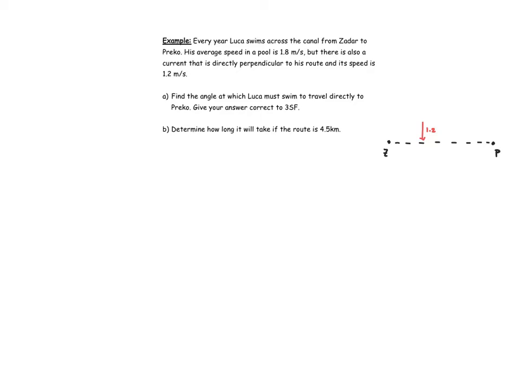Okay, so clearly what he would want to do here is to swim at this angle, right, in this direction, of which that vector right there would have a magnitude of 1.8 meters per second. Okay, so what we're trying to do in part A here is we're trying to determine this angle measure here. Now, we can clearly see that right triangle trigonometry would apply here, and it's very, very simple actually.